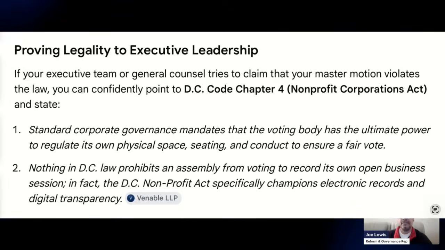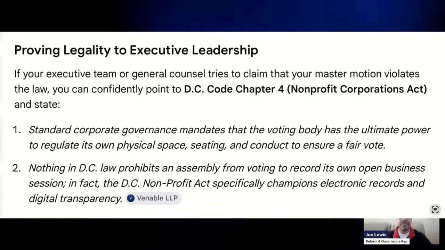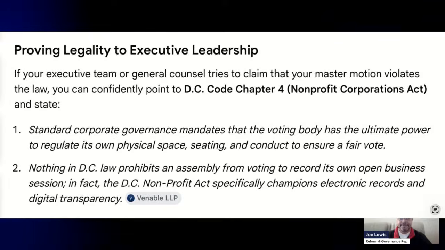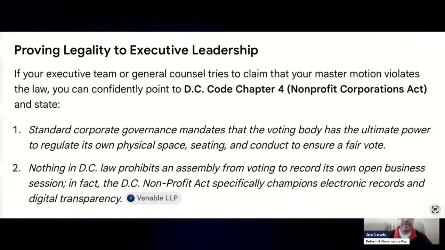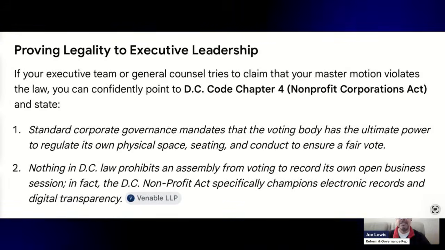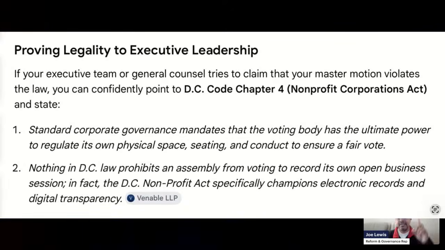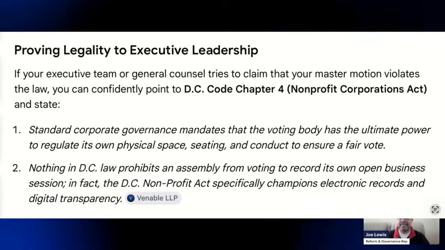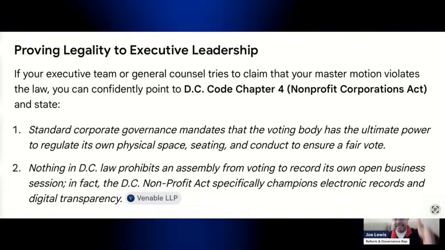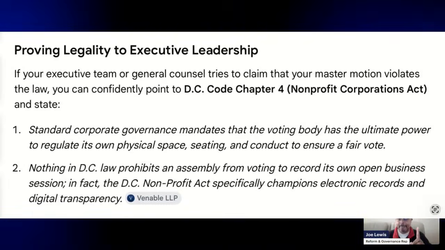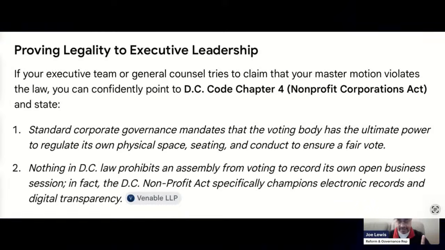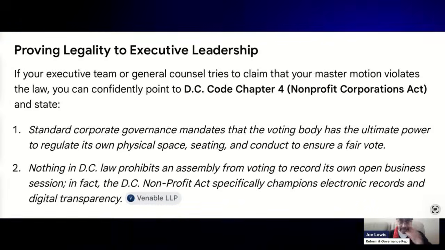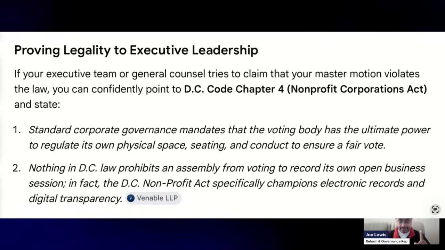If your executive team or general counsel tries to claim that your master motion violates the law, you can confidently point to DC Code Chapter 4, Nonprofit Corporations Act. And these things can be stated. And we're going to stop here, but I want to go over one more thing.